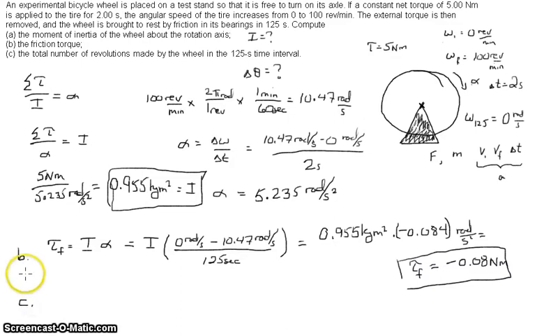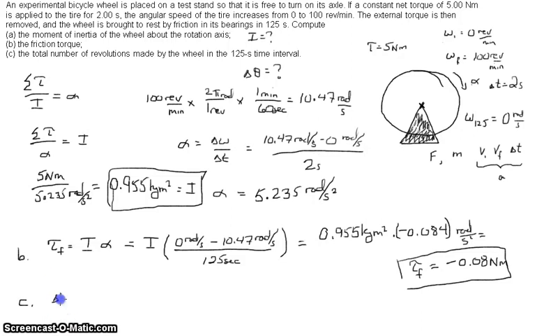Alright, now C. C is for the number of revolutions made during the 125 second time interval. Alright, so we have to go back and look at this in terms of a motion problem. We're given the final angular speed, the initial angular speed. We solve for the acceleration over the 125 second time interval, so we can go back and work this out. Given the initial and final and the acceleration and the time, we really can use any of them.